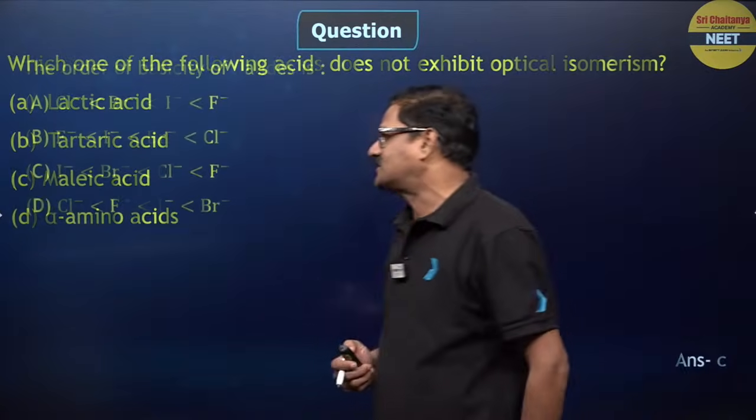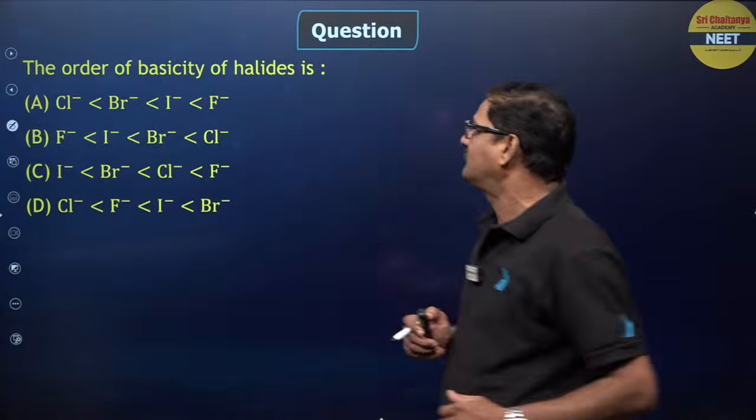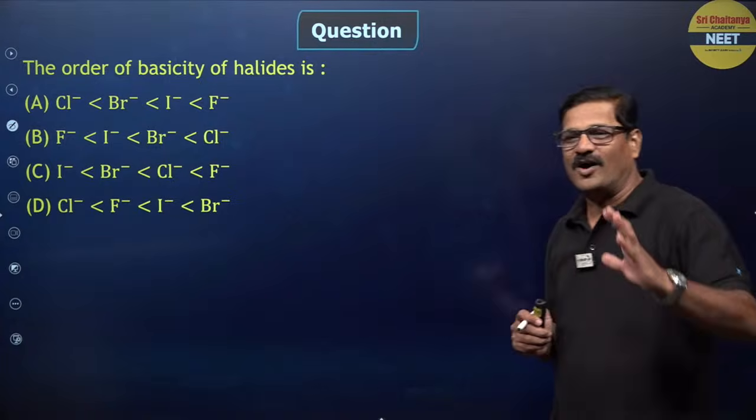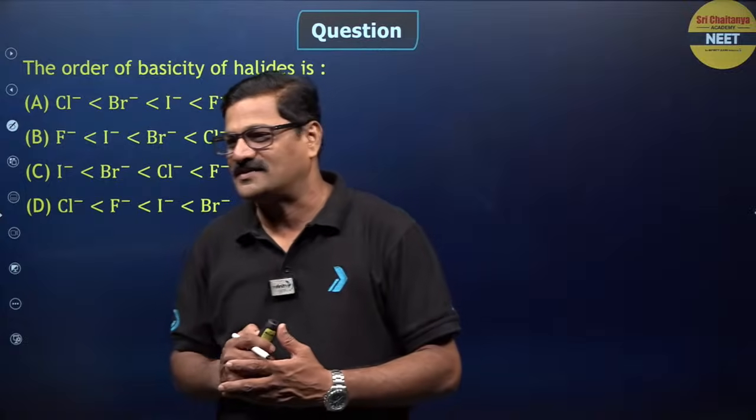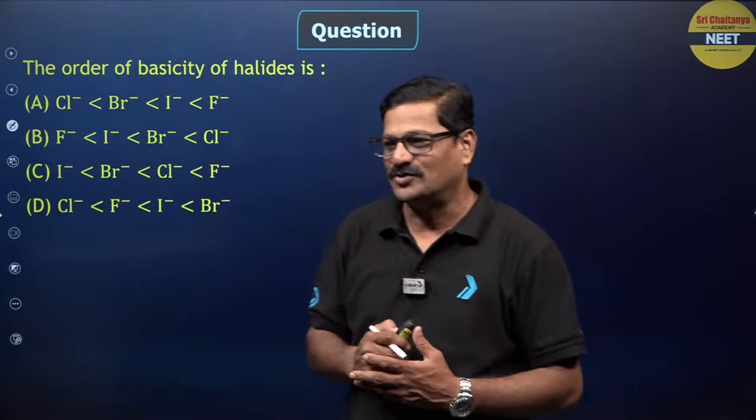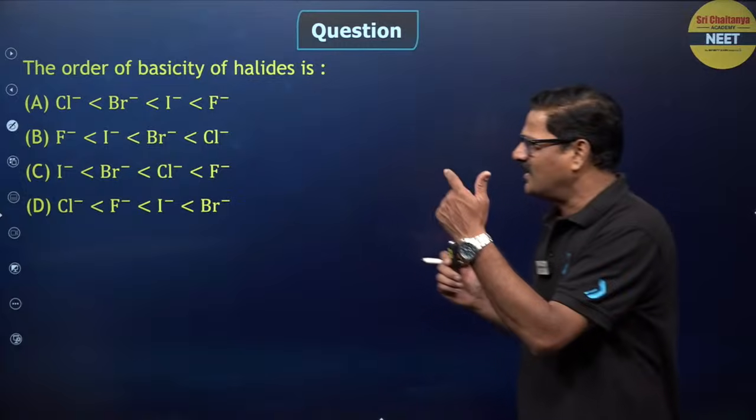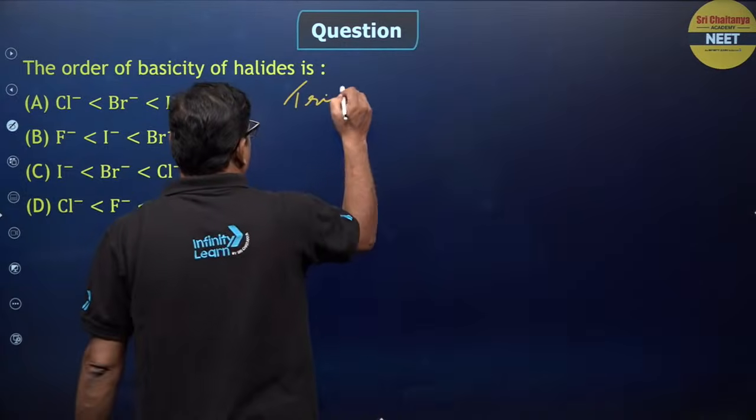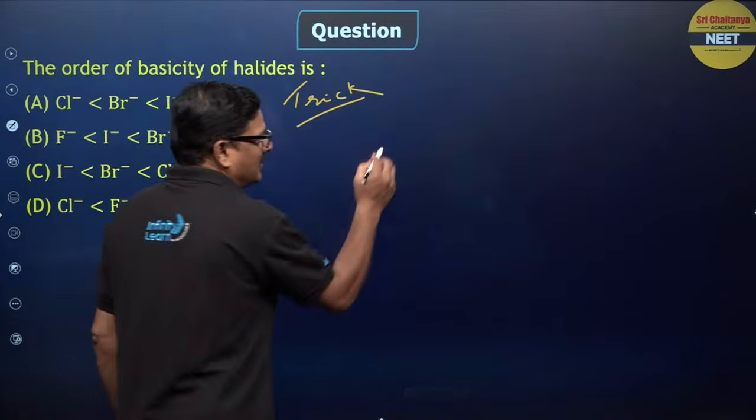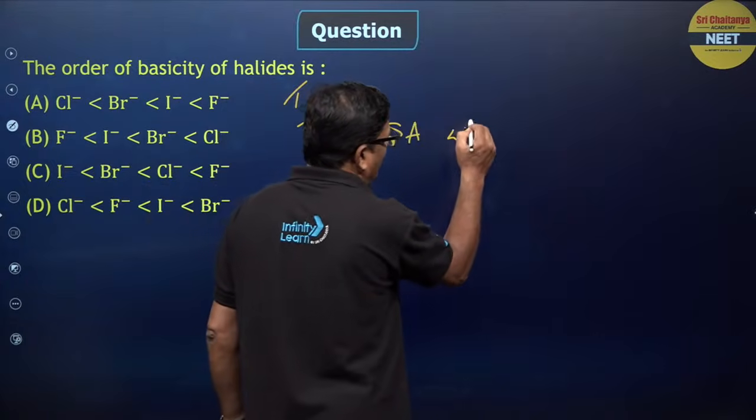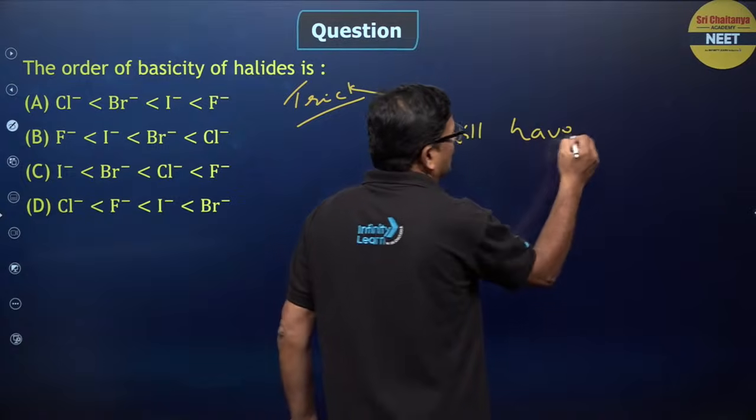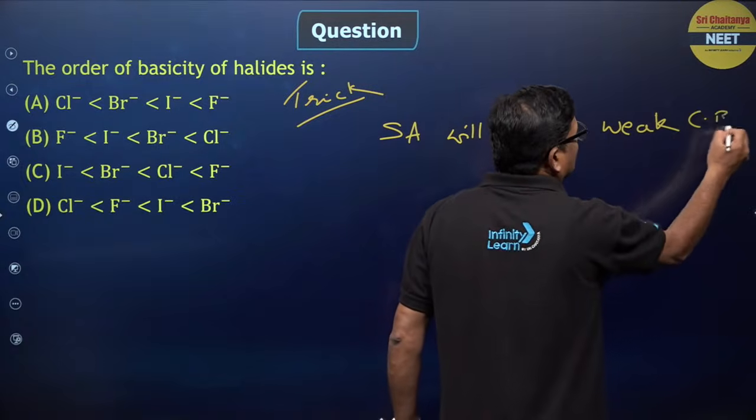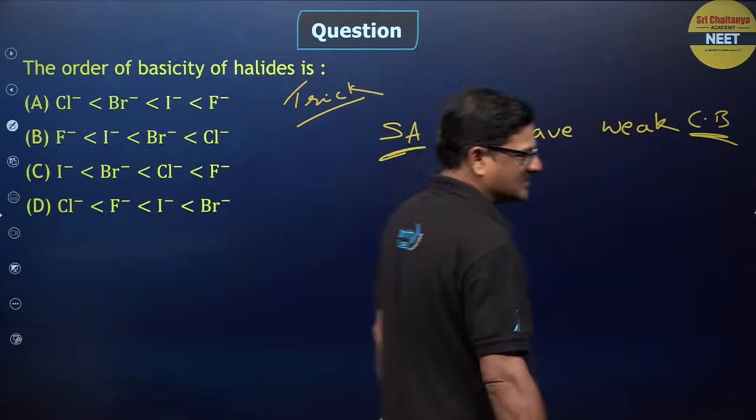Of course, let us see one more question. The order of basicity of halides. Order of basicity of halides. Trupti, you want to say the answer for this? I will give you a simple trick for this. What is the trick? A strong acid will have a weak conjugate base. So this is the trick I just want to give you.